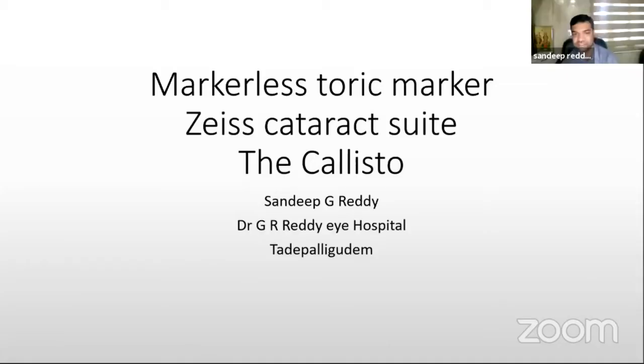I hope my screen is visible. So today I'm talking about the markerless toric marker using the Zeiss Cataract Suite, the Callisto.